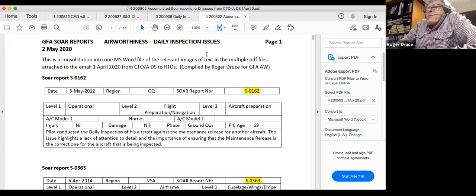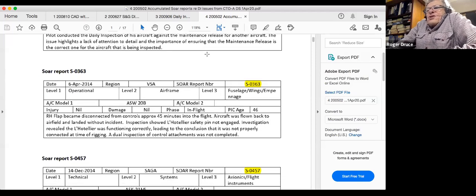But anyway, this is a compendium of data inspection issues out of Australia, and it shows that I think we do a bit better than England, but we're not free of problems. Gliding Queensland, Hornet: pilot conducts data inspection of the aircraft against the maintenance release for another aircraft. Working down VSA, going down the page, Dave.